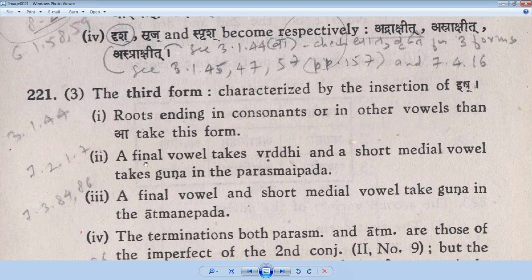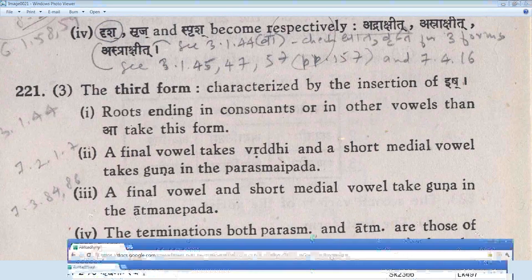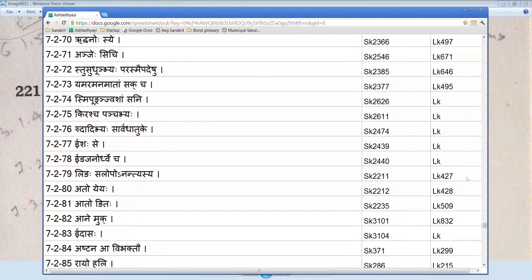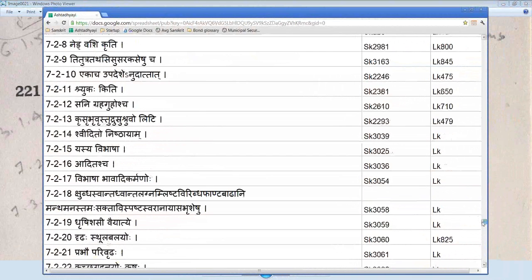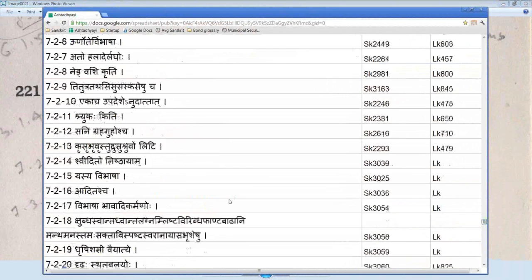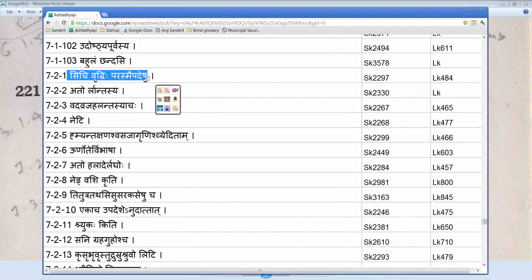Okay. And then the final vowel takes vriddhi. Already we have seen this sutram, which is sichi vriddhif parasmapadeshu. This is a section which opens up from 7-1 to 7-7. Now in this sutram, Pani doesn't say what is the sthani, which letter is taking the vriddhi adesha.